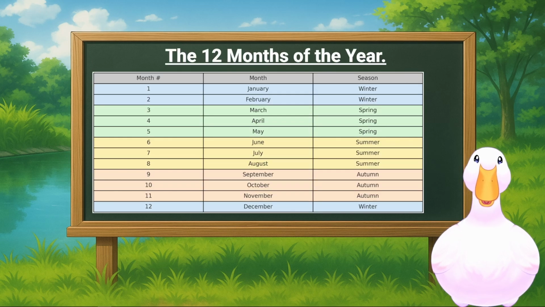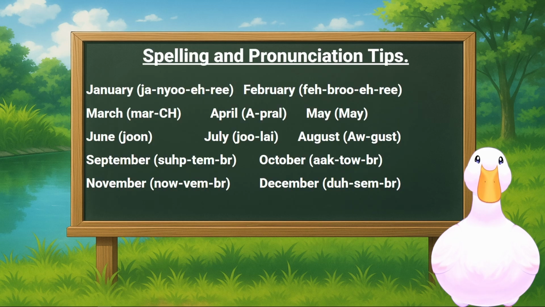The 12 months from the first month of January go all the way to the 12th month, December. Here is how to pronounce each and every month of the year.